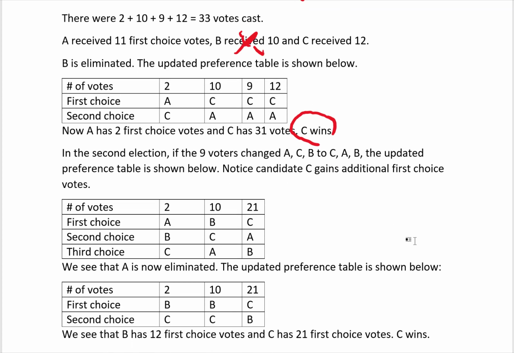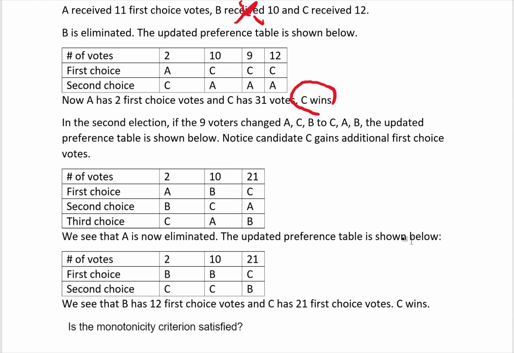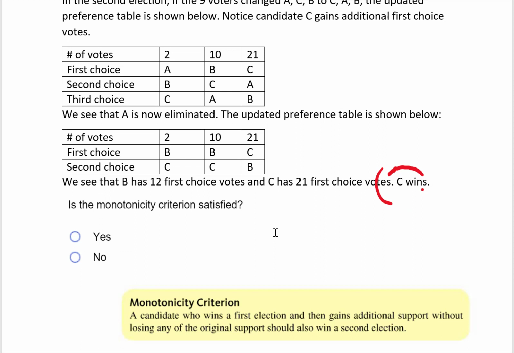Okay, so now what's going to happen on the first round? Who are we going to eliminate? We see A only has 2 votes, so A will be eliminated. And here's my updated preference table. And now we see C has 21 votes and B has 12 votes, so therefore C wins. So is the monotonicity criterion satisfied? And remember what it says: a candidate who wins a first election and then gains additional support without losing any of the original support should also win the second election. And so in this example, the monotonicity criterion is satisfied.